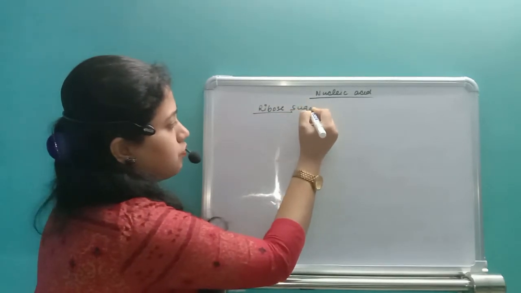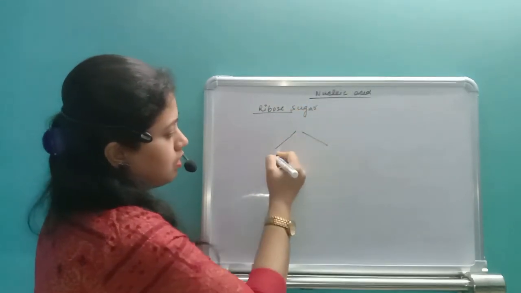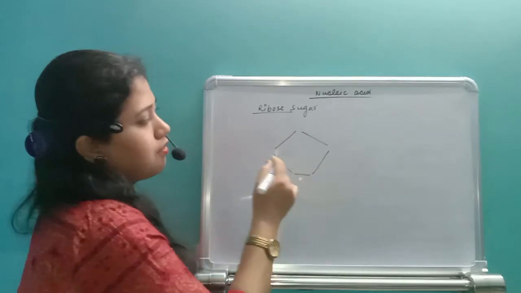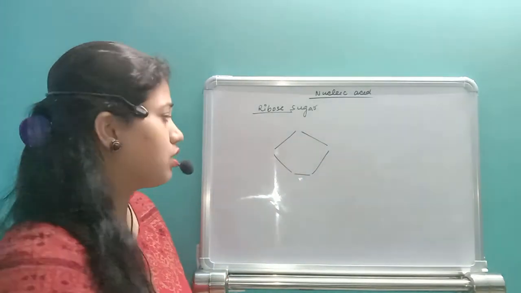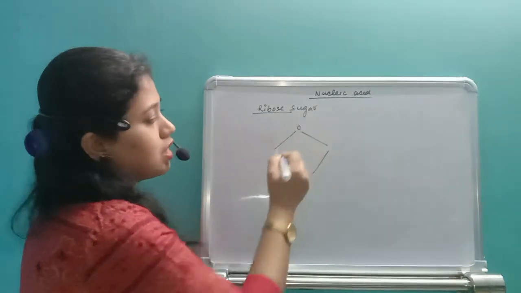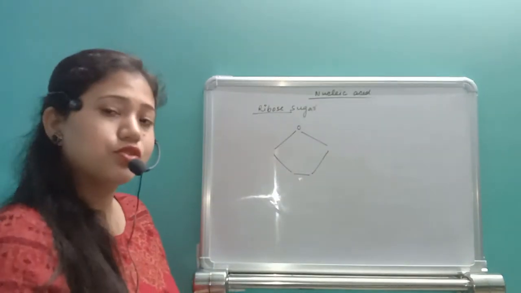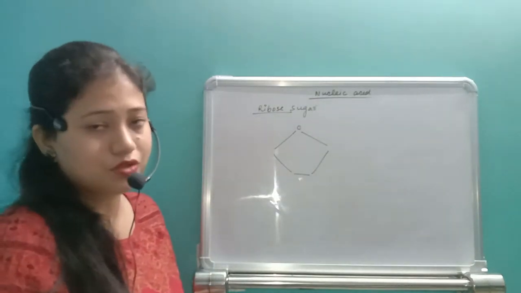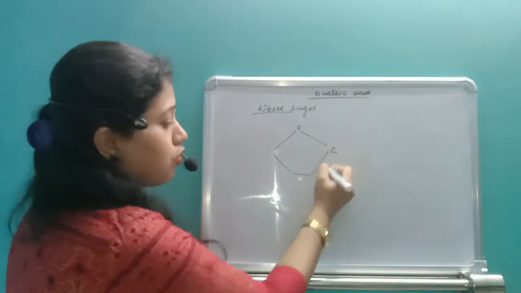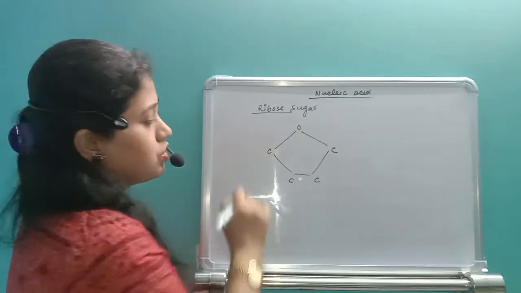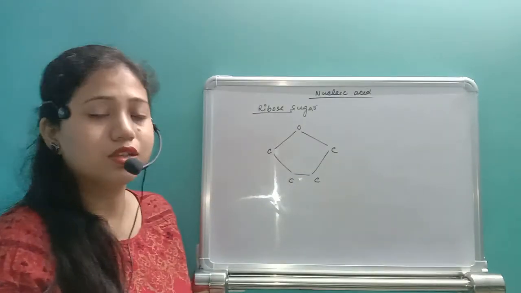Already I have told you that ribose sugar is an aldose sugar, it's a pentose sugar. Is it a homocyclic structure or heterocyclic structure? It is a heterocyclic structure because the ring is formed by 4 carbon atoms and 1 oxygen atom. So that's why it is a heterocyclic structure.